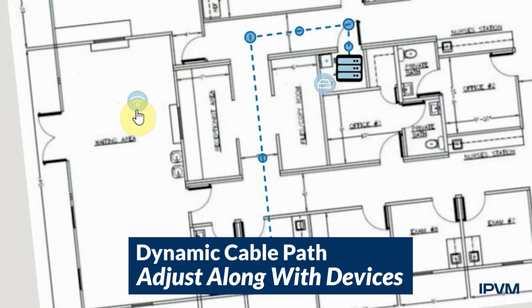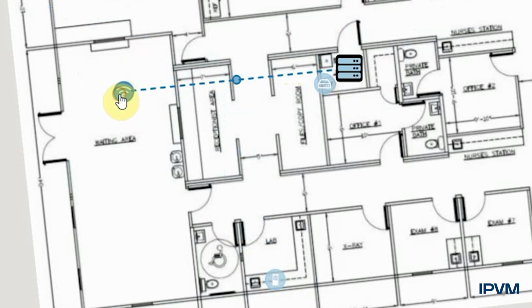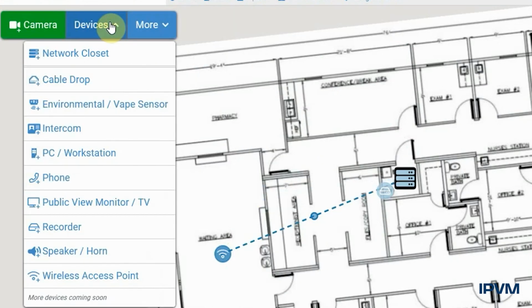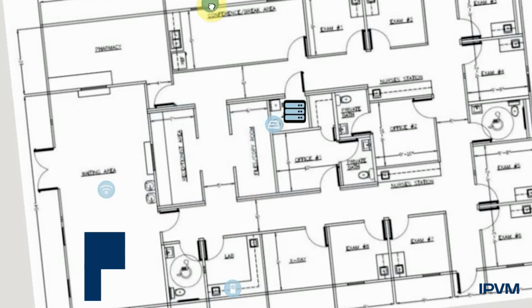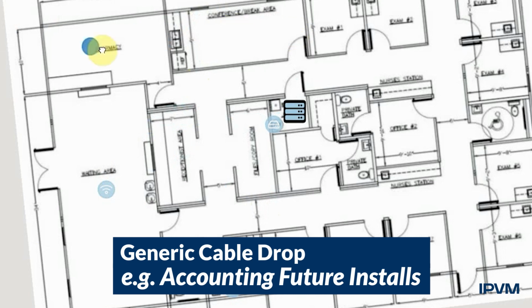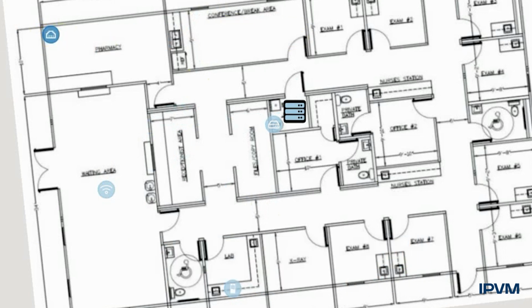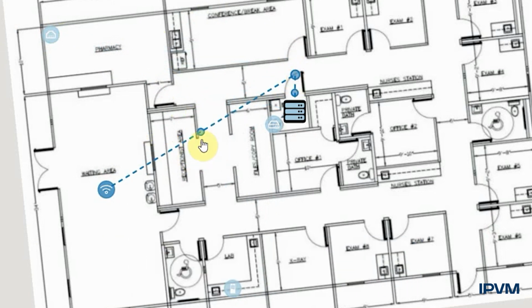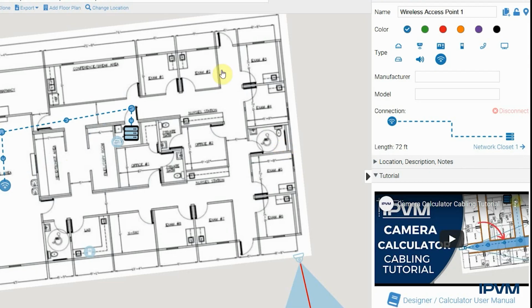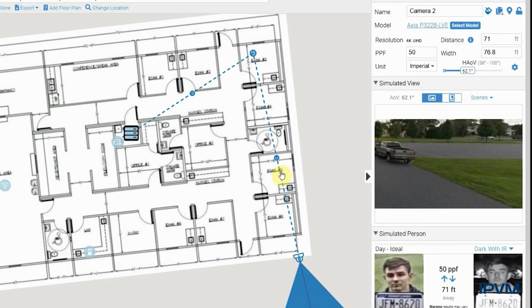Now, as I mentioned in the intro, we have a wide range of devices, including wireless access points, intercoms, etc. And so any of these can be placed onto your project. And even if you just need a generic cable drop where you don't have a specific device, but you know you'll have a device in the future and you want to account for that as part of the cabling calculator, you can use the designer to add in some of these generic drops and connect them to your network closet, in addition to, again, a wireless access point, an intercom, a vape sensor, etc. And so we can have all of our devices connected within the designer.